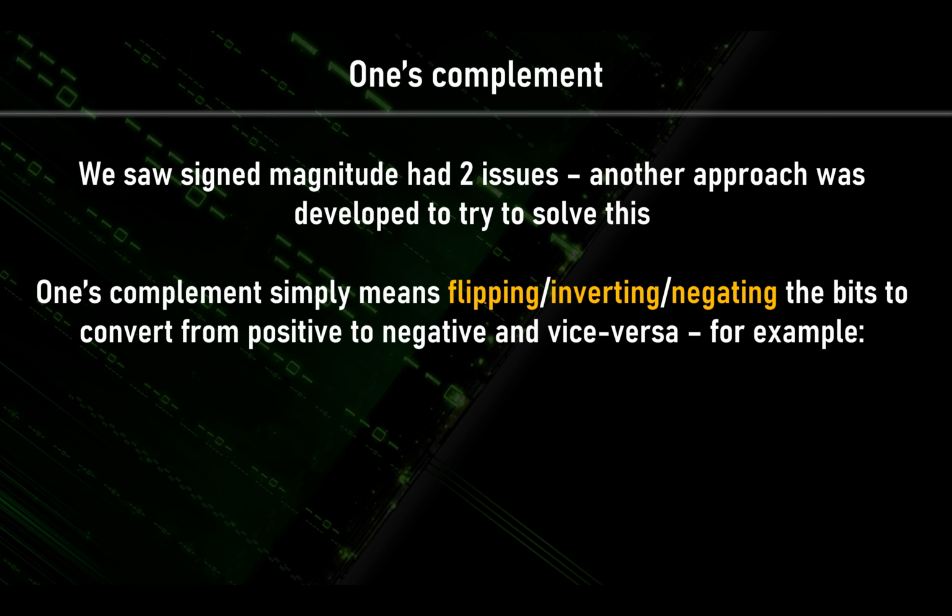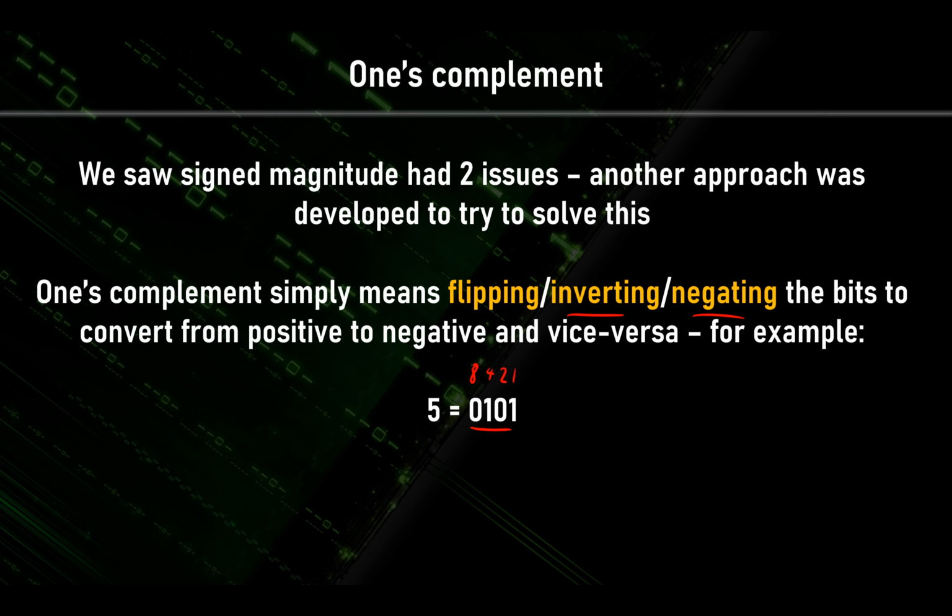Now, 1's complement is also quite simple. It just means flipping, also called inverting or negating, the bits to convert from positive to negative and vice versa. So if we say 5, this is 1, this is 2, this is 4, this is 8. Of course, this is just 5, hopefully people know this.